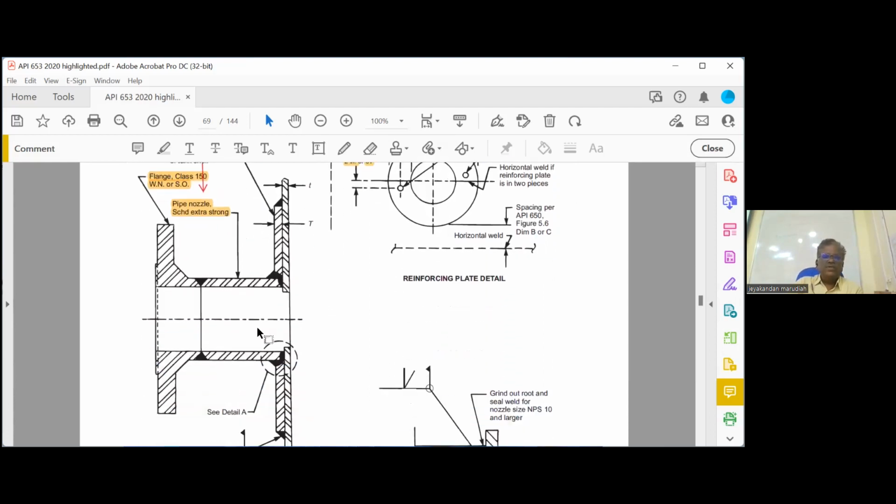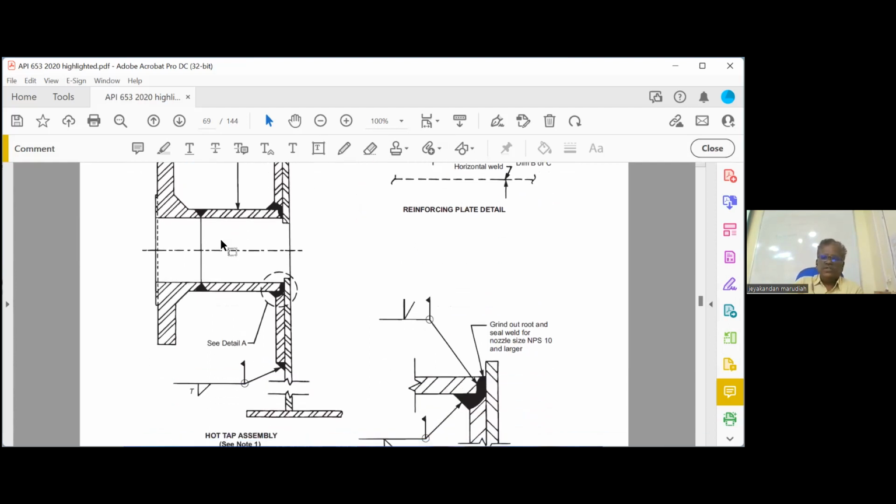This is the hot tap location. We have to use a class 150 flange. Pipe we have to use the extra strong pipe.